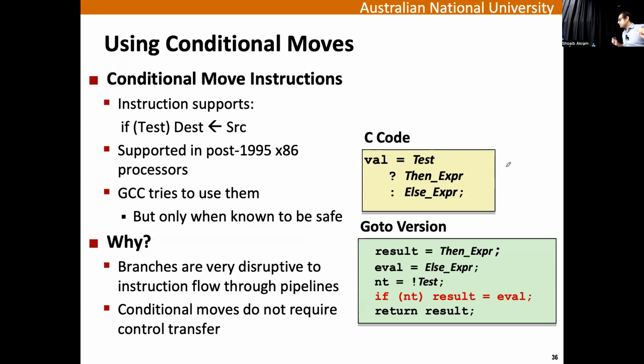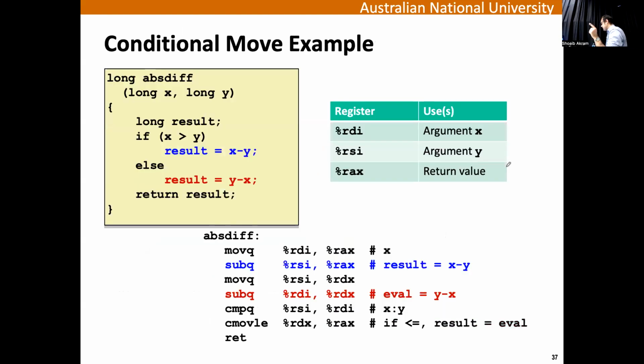There is a special instruction called the conditional move instruction. Let me demonstrate that first, and then I'll come back to why the old style of using a branch instruction is a bad thing.